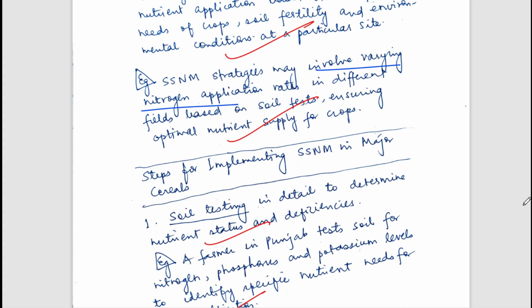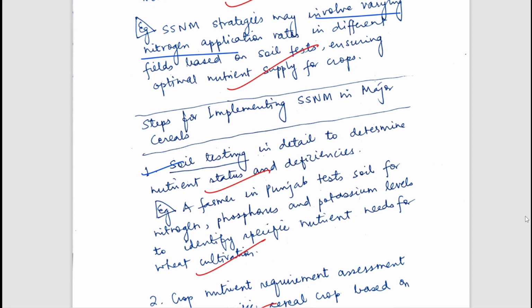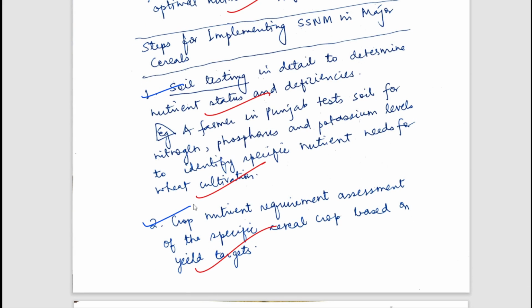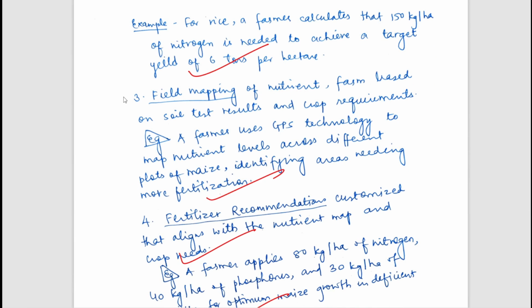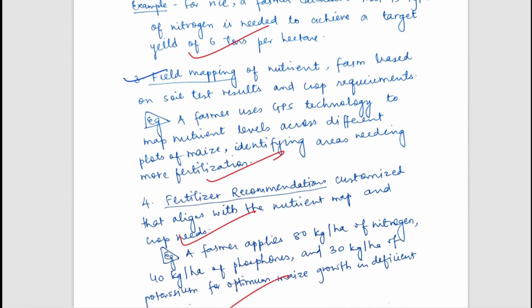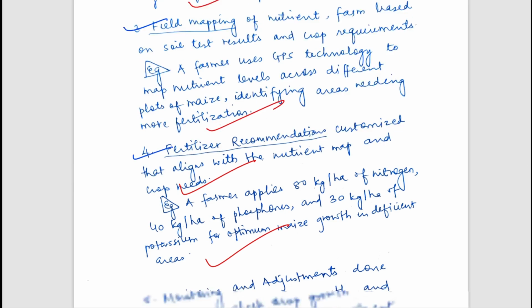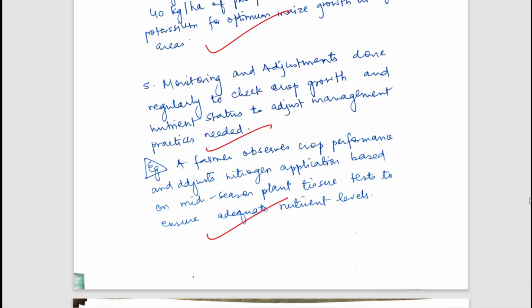So this could be a good thing. And steps have been mentioned. We can do soil testing first, then crop and nutrient assessment can be done, field mappings can be done. So we'll do an answer. Fertilizer recommendations have been mentioned. You can simply pause and read the answers.